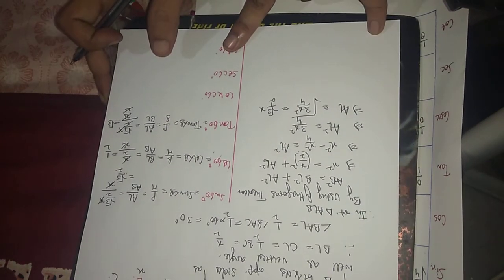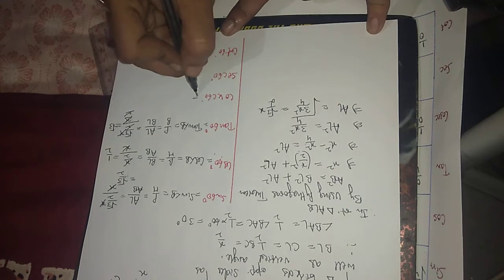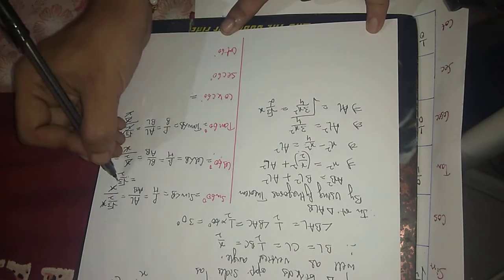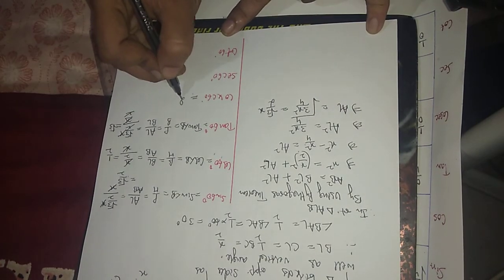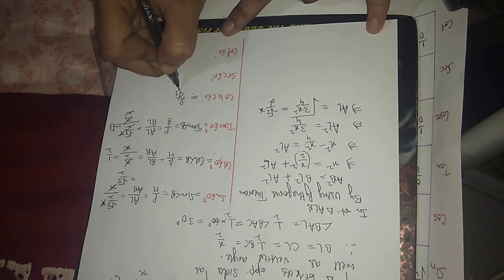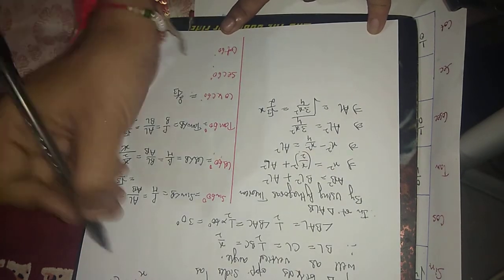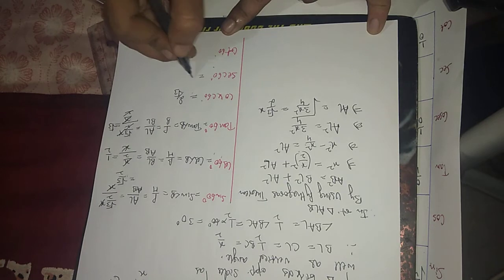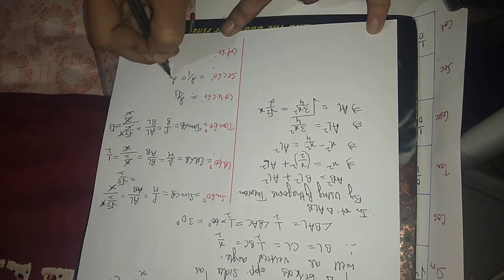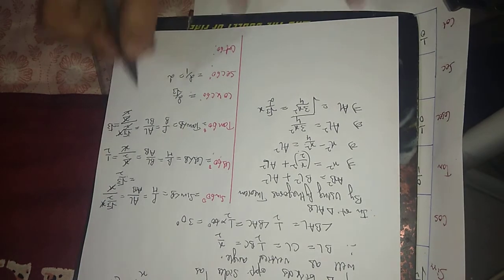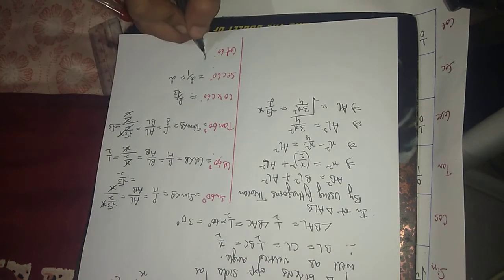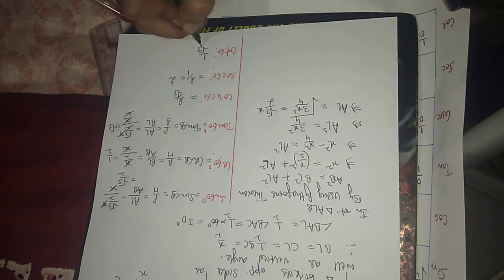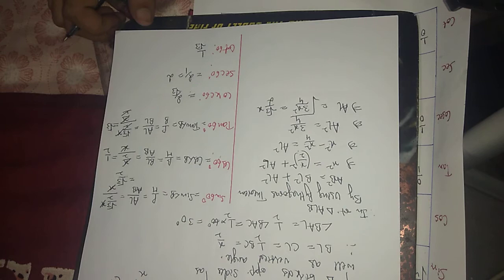Now cosec, as we know, cosec is the reciprocal of sine, so it is root 3 by 2, so it is 2 by root 3. Sec 60 is the reciprocal of cos, it is 1 by 2, so it is 2 by 1, which is 2. And cot 60 is the reciprocal of tan, it is root 3, so it is 1 by root 3. So these are the trigonometric ratios of 60 degree.